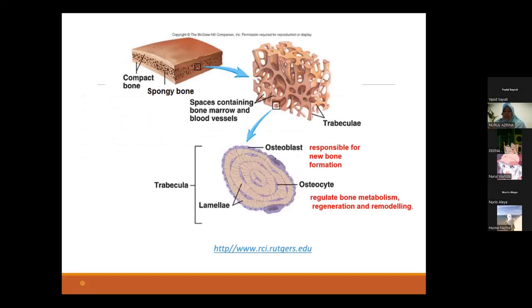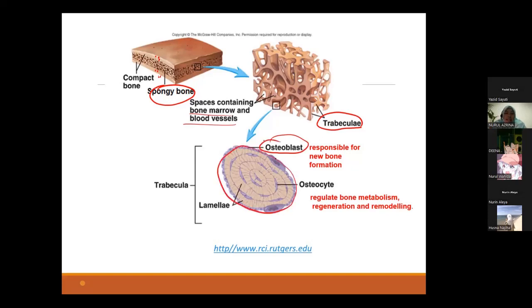Okay, so you can see here, right? So this is the spongy bone. Spongy bone is located between the compact bone, right? And it is formed in the form of trabeculae, where the trabeculae contain bone marrow and also blood vessels, right? On the surface of the trabeculae, you might have osteoblasts.